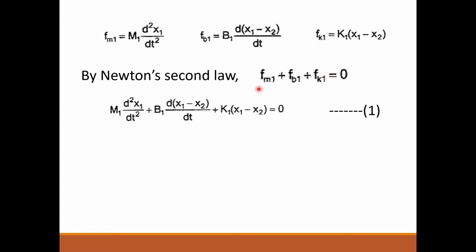By Newton's second law, the sum of the opposing forces must be equal to the sum of the applied forces. There is no applied force at mass 1, therefore 0 is equal to the sum of the opposing forces. What are all the opposing forces at mass 1? Fm1 plus Fb1 plus Fk1. So write m1 d square x1 by dt square instead of Fm1. Instead of Fb1, write b1 d by dt of x1 minus x2. Instead of Fk1, write k1 into x1 minus x2, equal to 0. This is our equation 1.